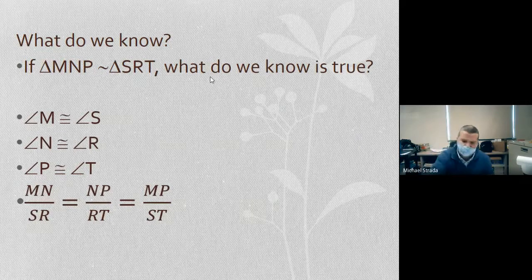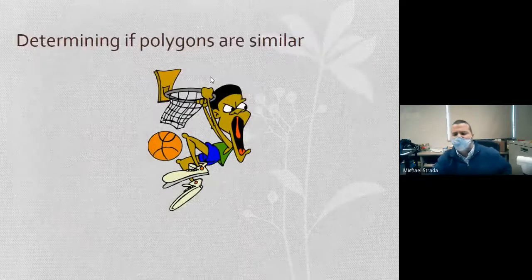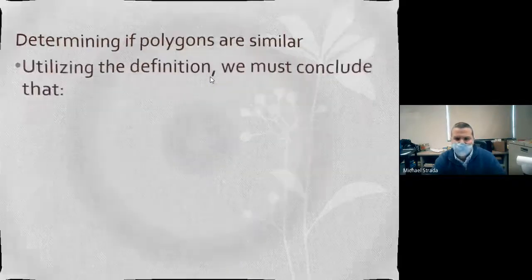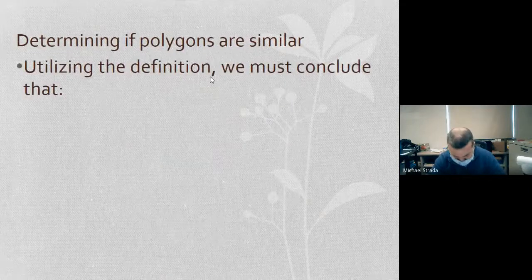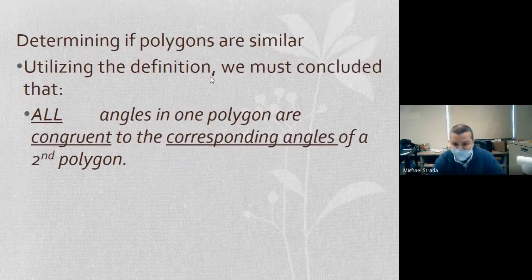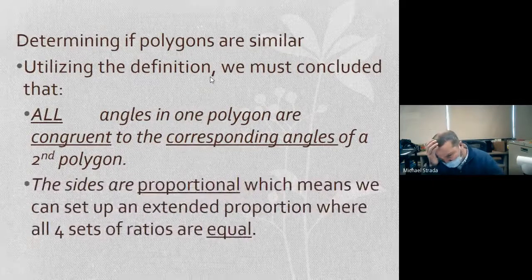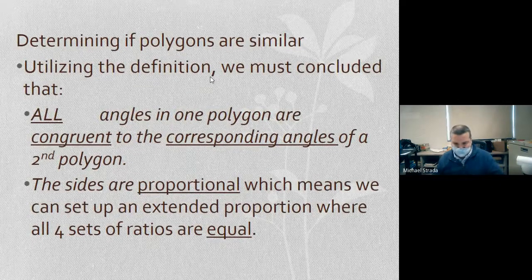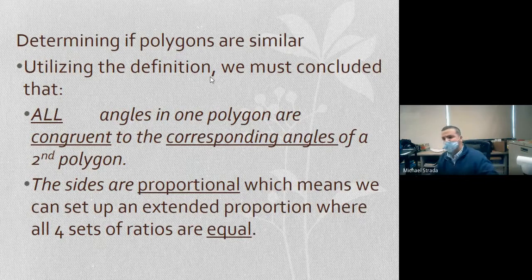Okay. So next up, determining if polygons are similar. Utilizing the definition, we must conclude that all angles in one polygon are congruent to the corresponding angles of the second polygon. The sides are proportional, which means we can set up an extended proportion where all 4 sets of ratios are equal. 4 is interchangeable. That's if it's a quadrilateral. If it's a triangle, then instead of 4, it would be 3. If it's a pentagon, it would be 5, and thus.